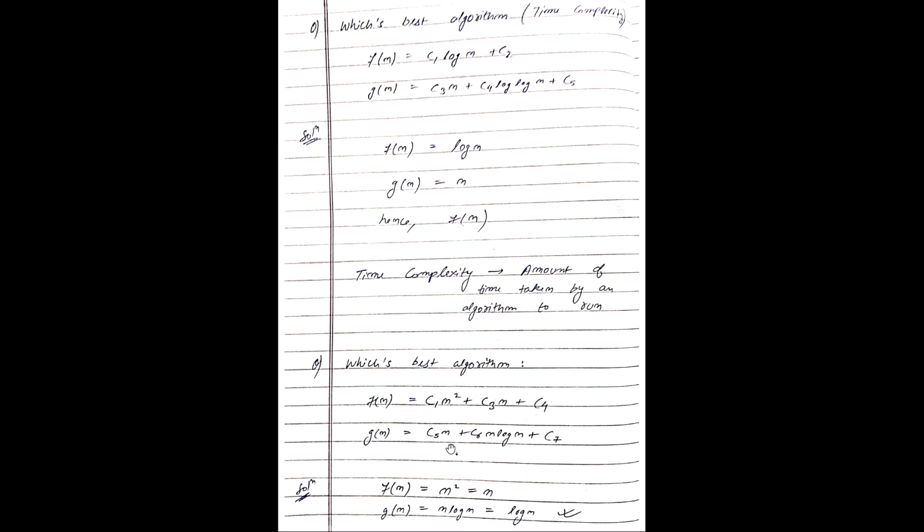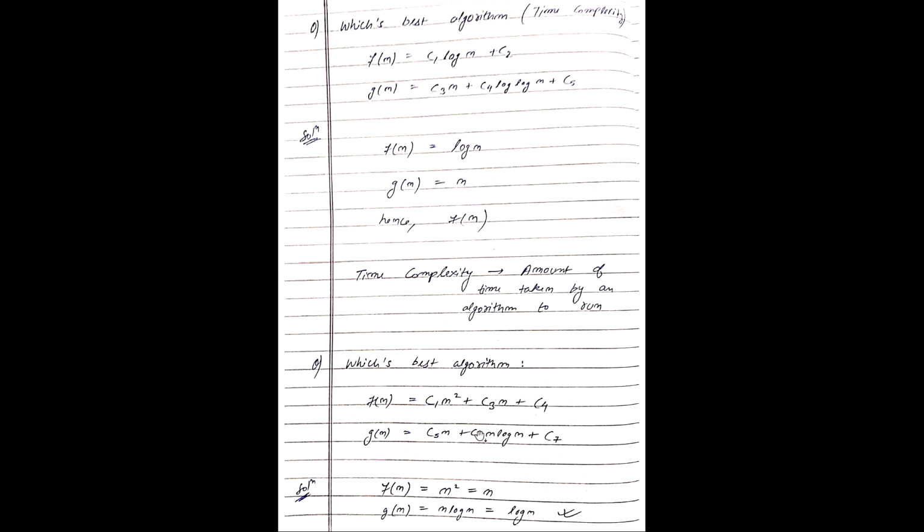Here why would we drop n? Because there is also n log n, and that has log n, so it is greater than n, so that's why we would drop n instead of n log n. Hence we would drop c5n, c7n, and we only have c6n log n.